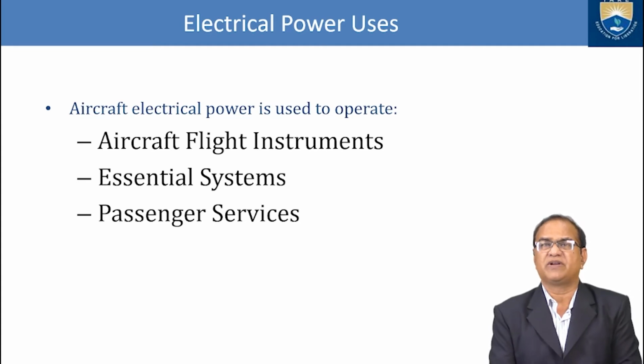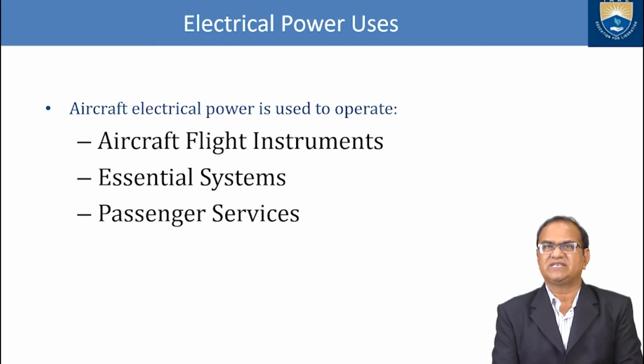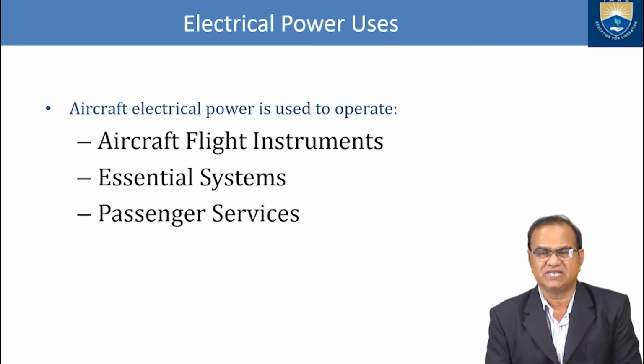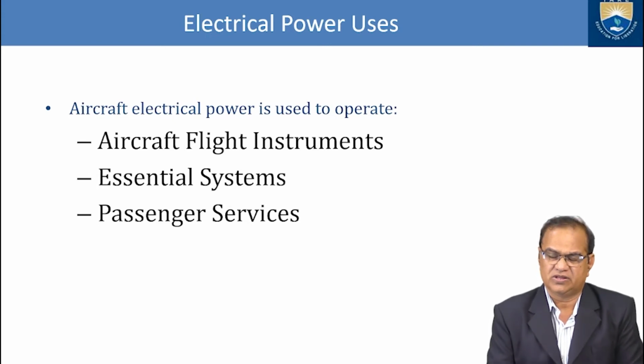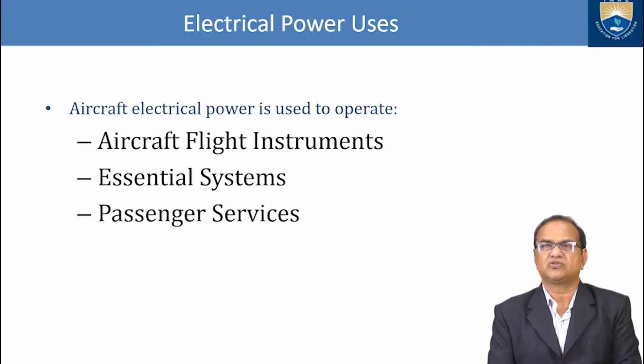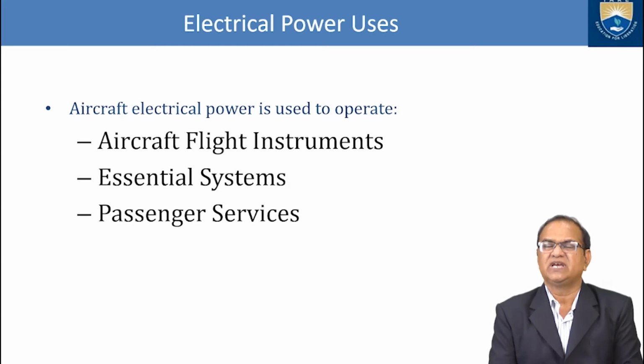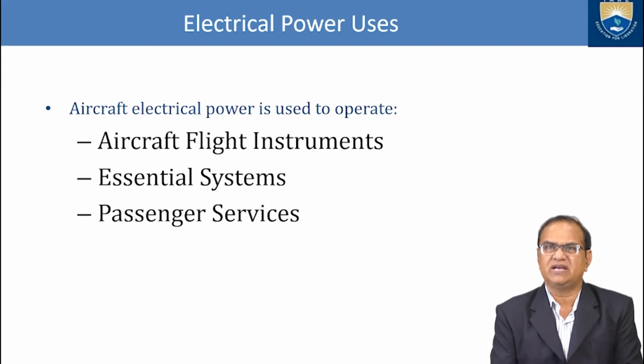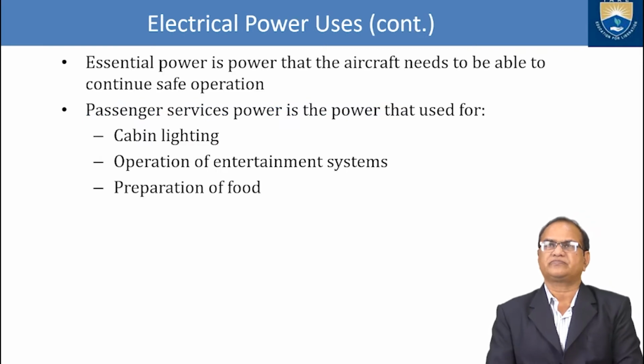These systems are used for different purposes. Then we should have the passenger services. In passenger services, the requirements of the passengers, those who are sitting on the aircraft, all has to work accordingly. If the passengers are sitting, they want light, they want air conditioning, they want other pressure regulations. These all things come under the passenger services.